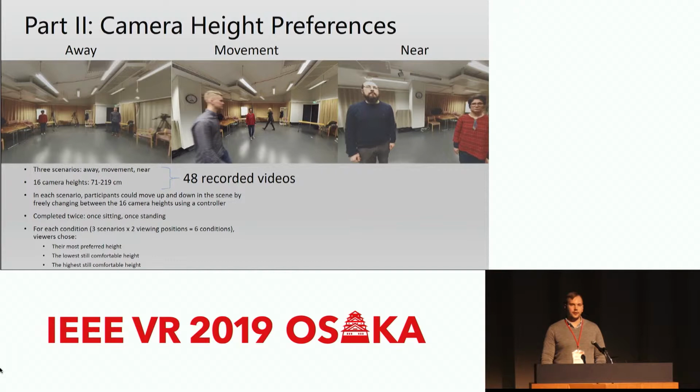In this part, participants were handed a controller. Using the controller, participants could watch a scenario and freely move between the 16 camera heights. The videos were synced on change so that it appeared as if the viewer was simply moving up and down in the same video. This way, participants chose their most preferred camera height for every scenario. In a similar way, they also chose the highest and lowest camera heights that were still comfortable to them.